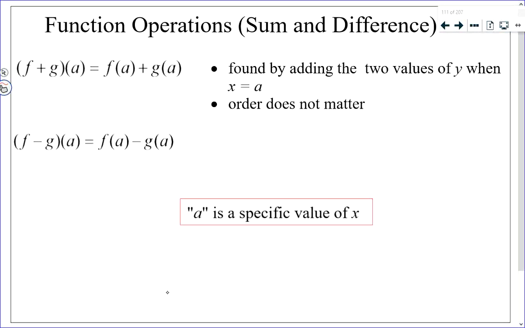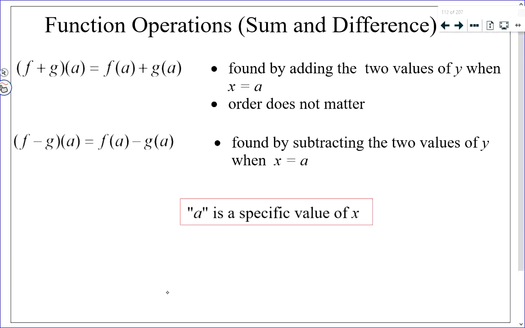What about f minus g quantity of a? Well, that means f of a minus g of a. That means that you're going to subtract the two y coordinates. You're going to take the y coordinate on f at x equals a minus the y coordinate on g at x equals a. And of course, when you subtract, order matters. So f of a minus g of a is not the same as g of a minus f of a.